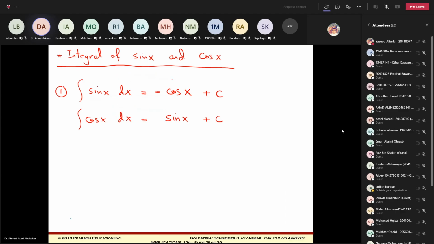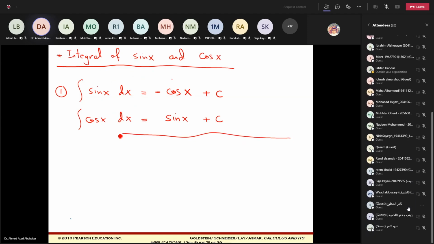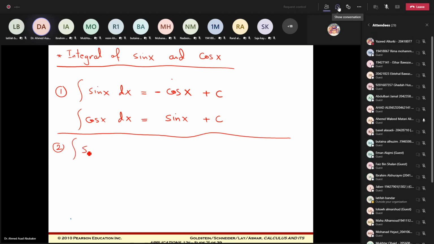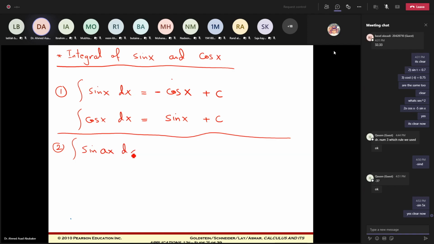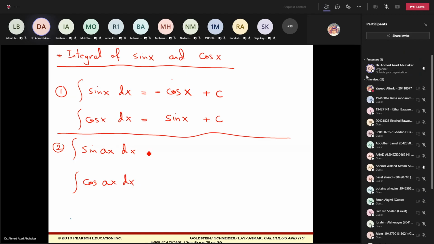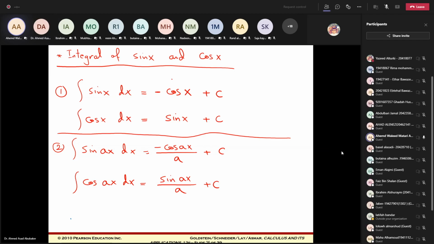Okay, but if we have ax, for example the integral of sine ax dx, or the integral of cosine ax dx, we have negative cosine ax over a plus c, or sine ax over a plus c. Please mute your mic. Please mute your mic, like this.